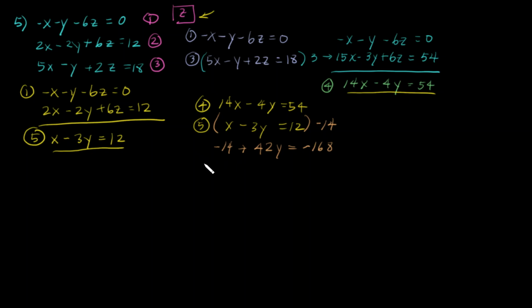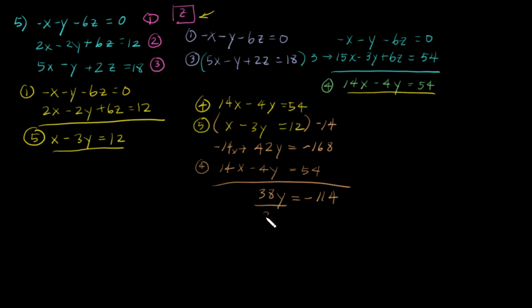That was the fifth equation. Let's go ahead and put the fourth equation underneath it. 14x, whoops, I forgot the x here, and a -4y equals 54. The x's cancel out, and then we have 42 minus 4, which is 38y equals negative 168 plus 54. That gives you a negative 114.